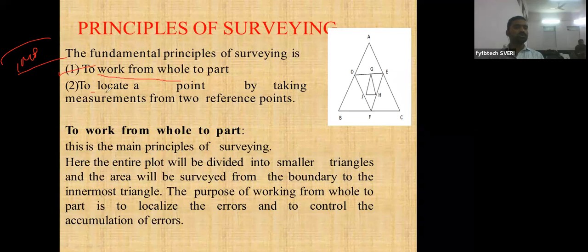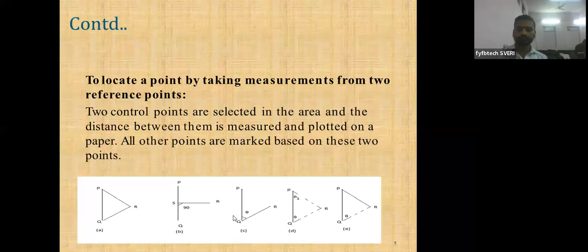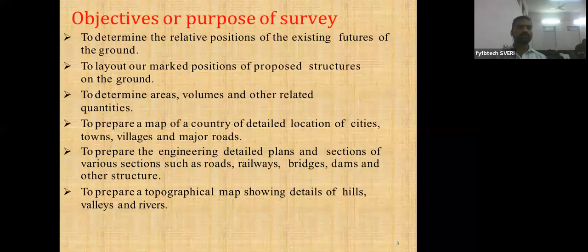So the first principle is to work from whole to a part. The second principle is to locate a point by taking measurements from two reference points. I will explain. First, write this down: principles of surveying. But before coming to this, write the objectives. You have not written the objectives yet. First, write the objectives.